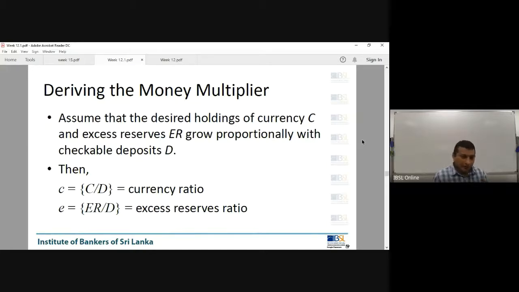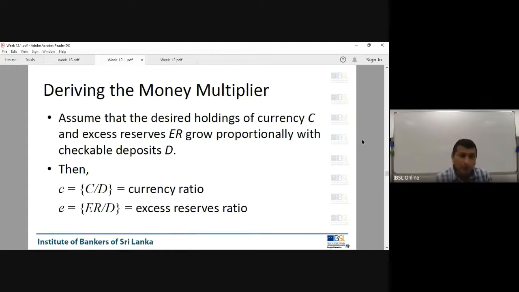So currency holdings is under whose control? Depositors. Excess reserves under whose control? That's banks. So you looked at that in the chart that we discussed a little while ago. So you see this in relation with so-called checkable deposits.